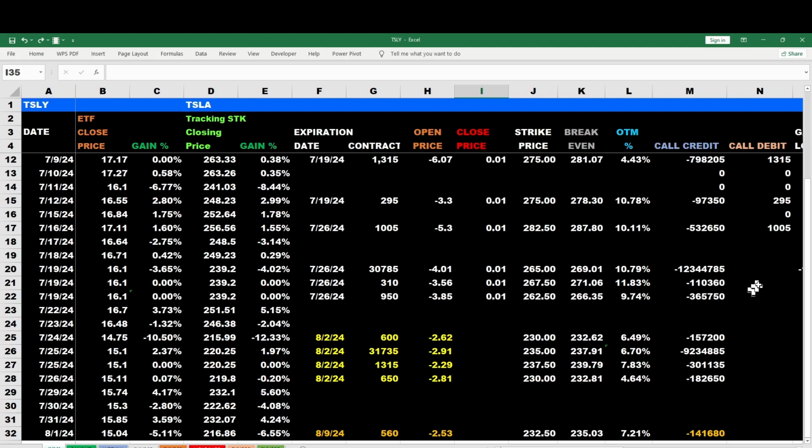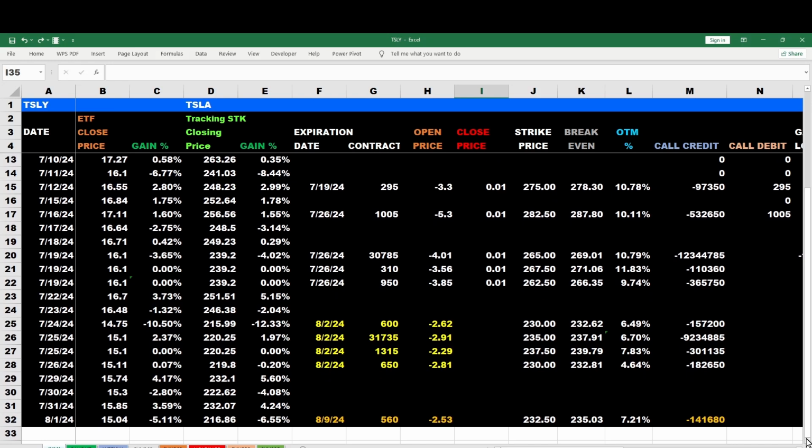Let's jump into Tesla and TSLY. So, what happened on Friday? Well, we were down. Tesla was down 6.55%, and we were down 5.11. We went down from 1585 to 1504, and Tesla went from 232 to 216.